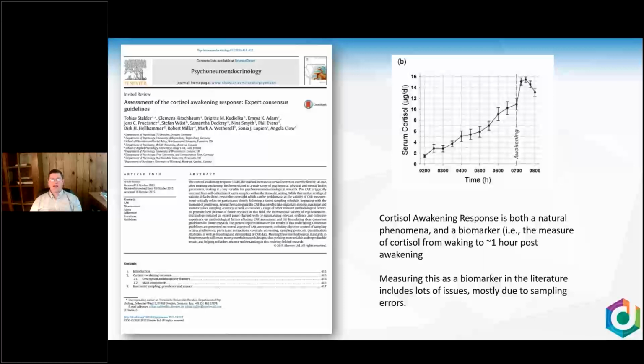They came together and they have this review article from 2016 looking at the guidelines, and they obviously realized that cortisol awakening response is a natural phenomenon, but it's also a biomarker. So as a biomarker, they want to make sure it's measured the same way each time. And as it turns out, that requires everybody kind of agreeing on what the best way to do that is. So anyway, this is another great article to give you the sense of the nuance.